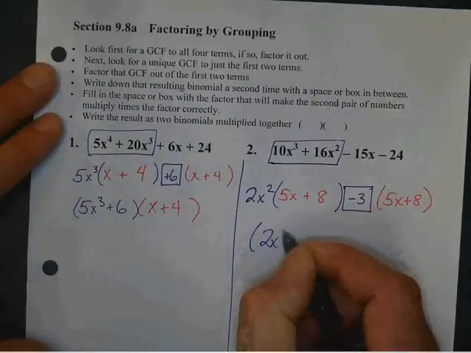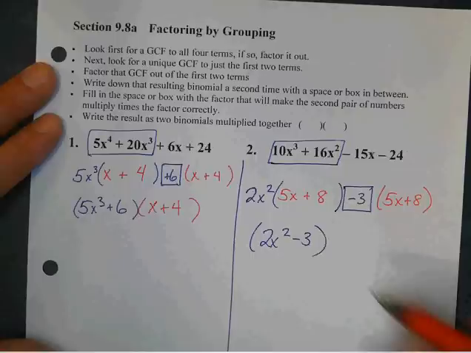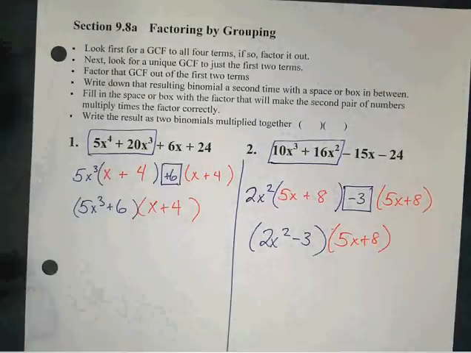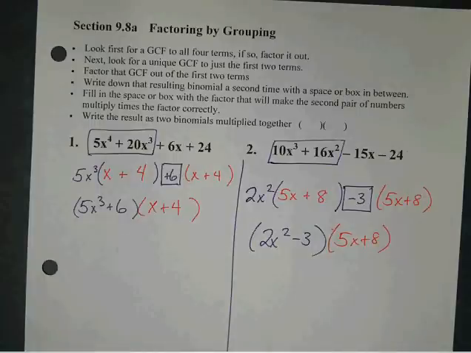So the blue half, 2x squared minus 3. The red half, 5x plus 8. Is this the difference of 2 squares? 2x squared minus 3. They're not squares, so we can't go further. It is a minus, but we can't go further.